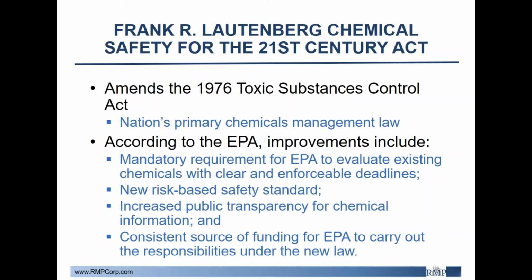This law amends the 1976 Toxic Substances Control Act, which was the nation's primary chemical management law. It is important to note that this does not necessarily affect RMP directly, but can affect the usage and manufacturing of various chemicals, possibly resulting in the need for substitutes depending on the regulations that end up occurring. According to the EPA, improvements include a mandatory requirement for the EPA to evaluate existing chemicals with clear and enforceable deadlines. There is now going to be a new risk-based safety standard and increased public transparency for chemical information, as well as a built-in consistent source of funding for the EPA to carry out the responsibilities under the new law.